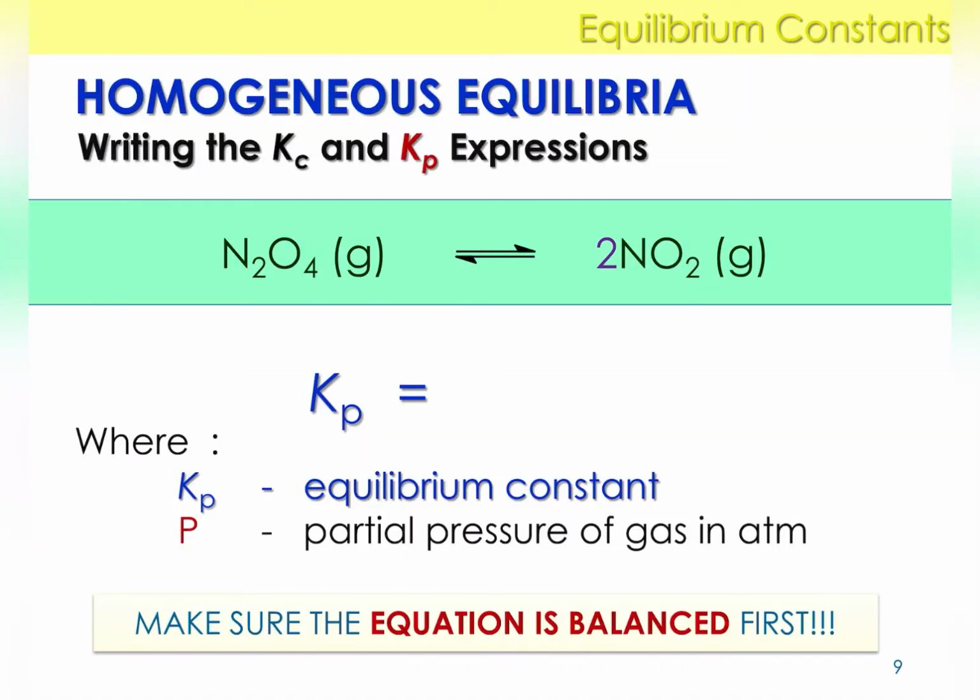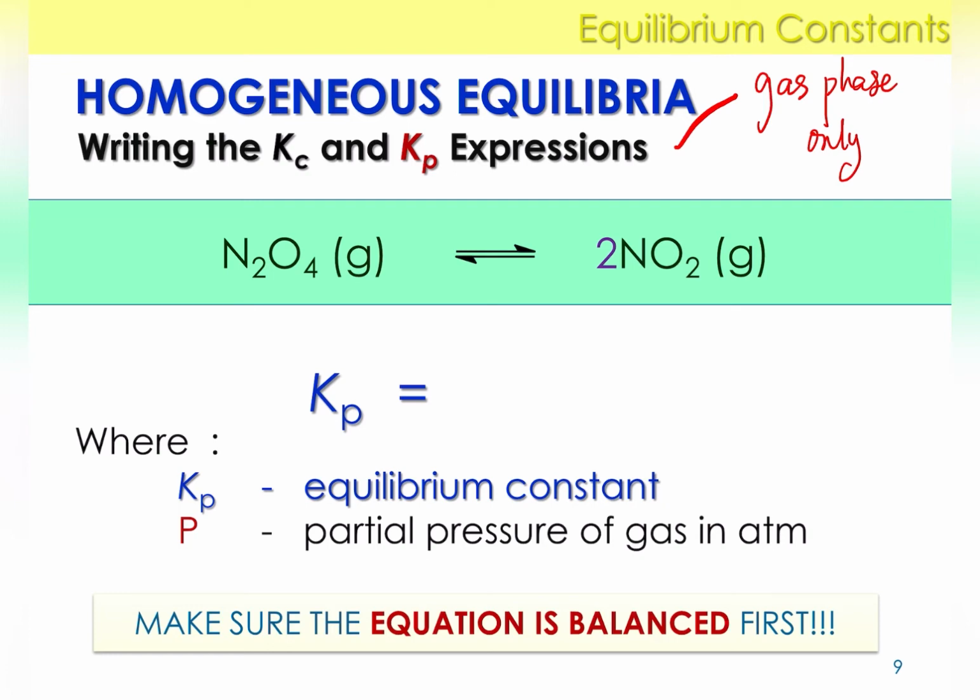Let's do a few examples here of how you want to write the expression for Kp. Please make sure for Kp, your species must be in gas phase only. So I repeat, your species must be in gas phase only. If you got liquid, if you got solid, if you got aqueous, all of them are not acceptable to write as Kp.